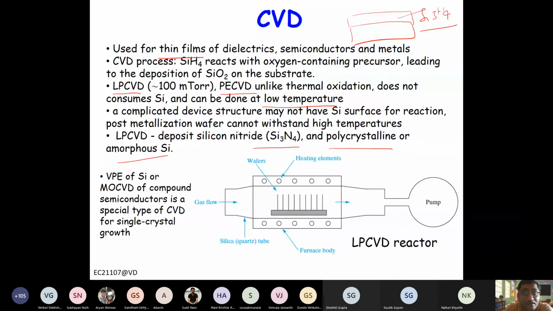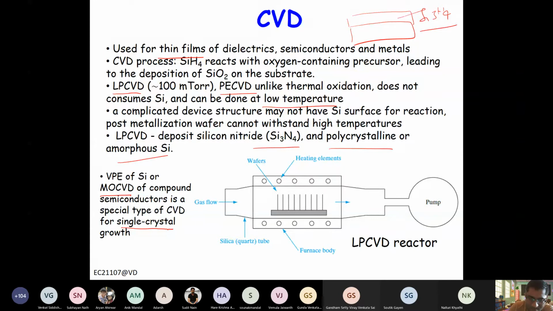Now we have also discussed briefly about MBE and MOCVD. They are also kind of CVD, but they are very specialized, and they are used for single crystal growth. Here these dielectric layers need not be single crystal, but MOCVD or MBE are very specialized processes to grow a single crystal layer, basically a defect free layer.